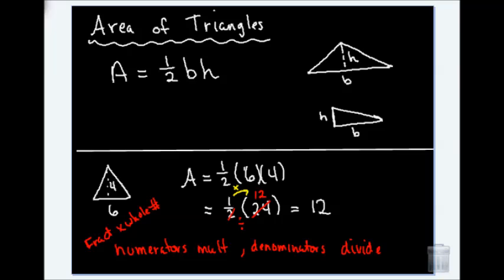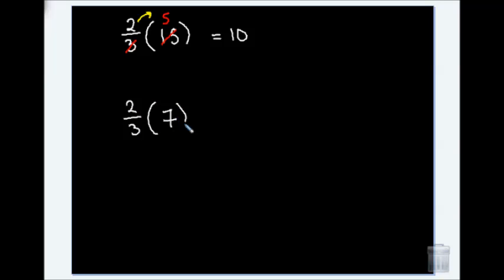Okay, so 2/3 times 15. 3 goes into 15 5 times. 2 times 5 is 10. What if I have a situation like this? 3 does not go into 7. Then I just do my multiplication and I carry over my denominator.